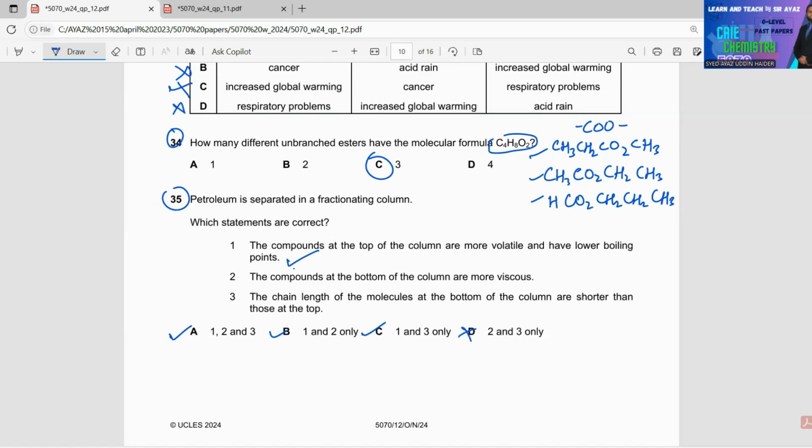2. The compounds at the bottom of the column are more viscous. This is also correct. 3. The chain length of the molecules at the bottom of the column is shorter. This one is incorrect. So B must be the right answer in this case, because the molecules at the bottom don't have a shorter chain, they have a longer chain.